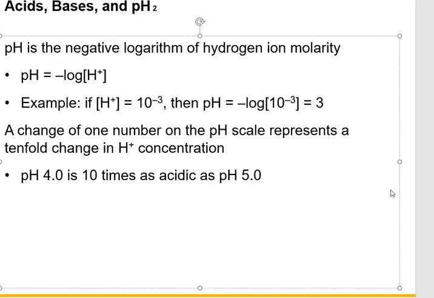For those of you who enjoy math, here's the formula. The pH is the negative log of the hydrogen ion concentration. So if the hydrogen ion concentration was 10 to the minus 3, then that would be negative log of 10 to the minus 3, which would be 3. So that would be very acidic.